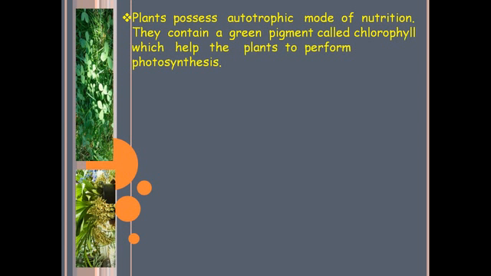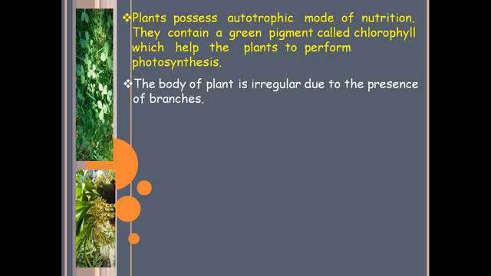Plants possess autotrophic mode of nutrition. That means they can manufacture their own food by the process of photosynthesis. And how are they able to do this? Because they have got a green photosynthetic pigment in their cell, that is chlorophyll. It helps the plants to perform photosynthesis.